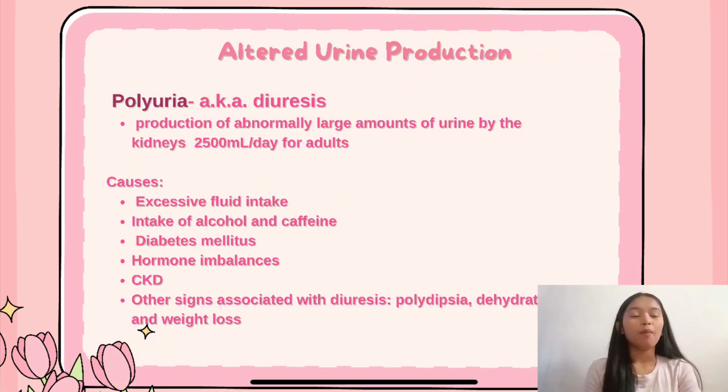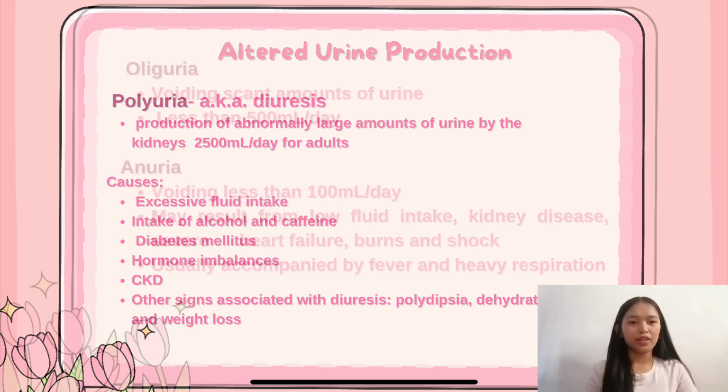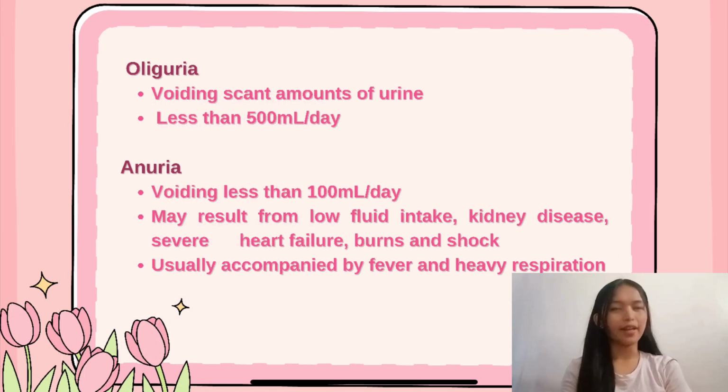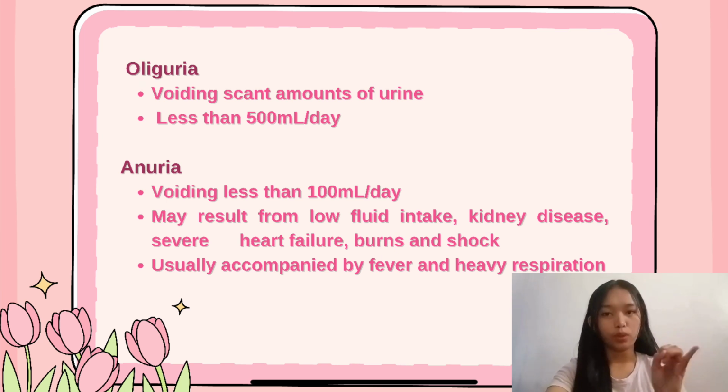And the causes of polyuria are excessive fluid intake of alcohol and caffeine, diabetes mellitus, hormone imbalances, chronic kidney disease, and other signs associated with diuresis, such as polydipsia, dehydration, and weight loss. So next one is oliguria, voiding scant amount of urine, less than 500 ml a day. So oliguria can be caused by various factors including dehydration or not drinking enough fluids.